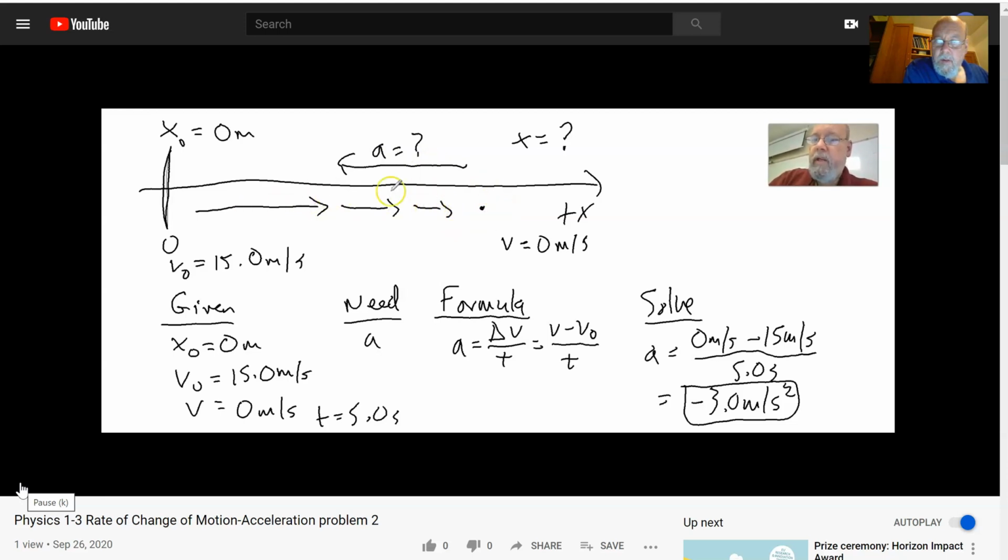Now, if the car was going in the negative direction, if it was going to the left, that negative acceleration would actually cause the car to speed up in the negative direction. But we'll talk more about this idea of negative acceleration versus deceleration versus positive acceleration and negative and positive velocity as we go through more of the problems here. Okay? So go ahead and close this video and go back to the regular video.